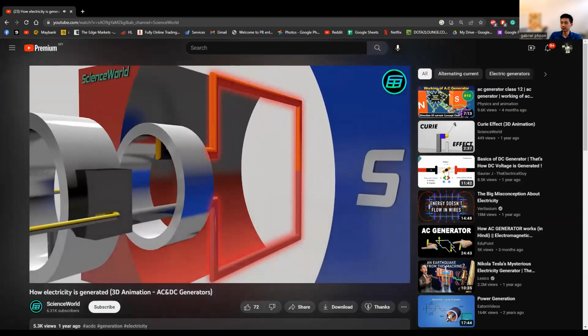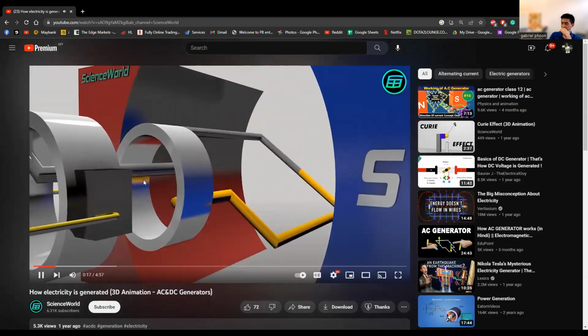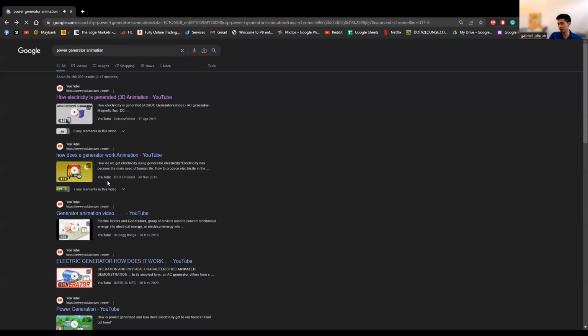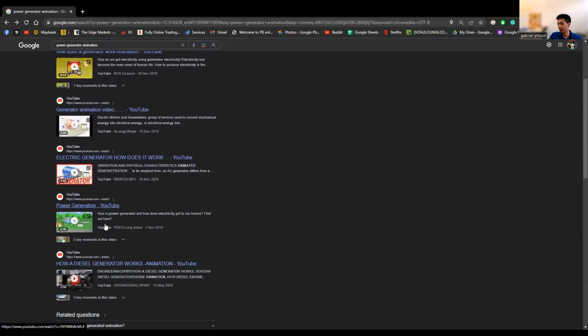This part is called the armature. It's made from metal, and electricity is generated by its rotation between two magnets. To show clearly how the generator works, actually, maybe this is not such a good video. Maybe this would be a better one.